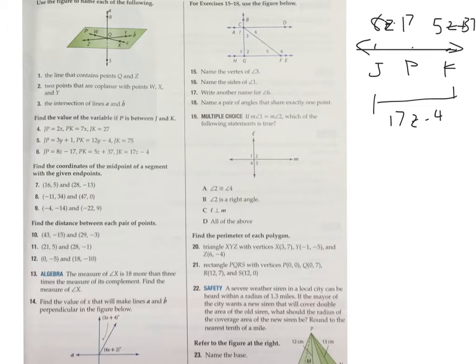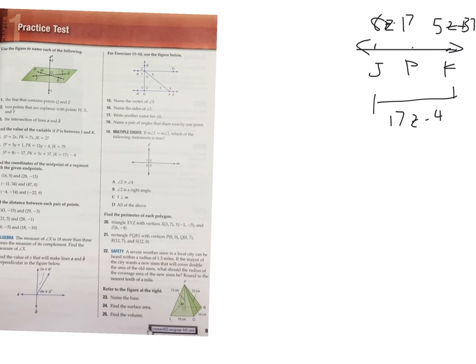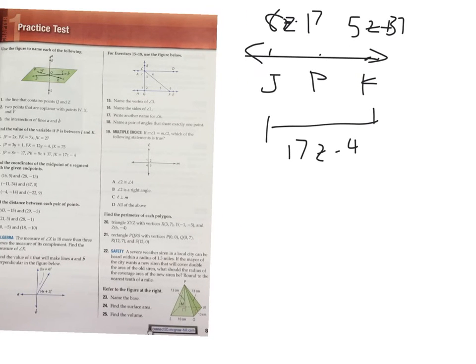Okay, so we are going to set this one up. I'm going to move this out of the way and move it over here, to give me a little room to work. We're going to set this up by saying 8Z minus 17 plus 5Z plus 37 is going to equal 17Z minus 4.